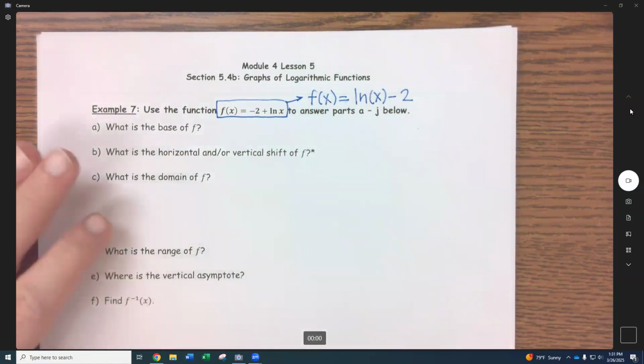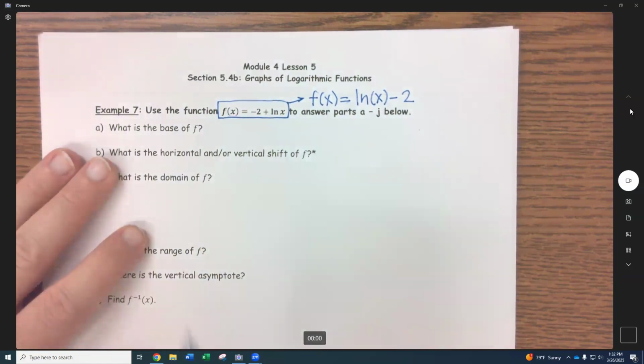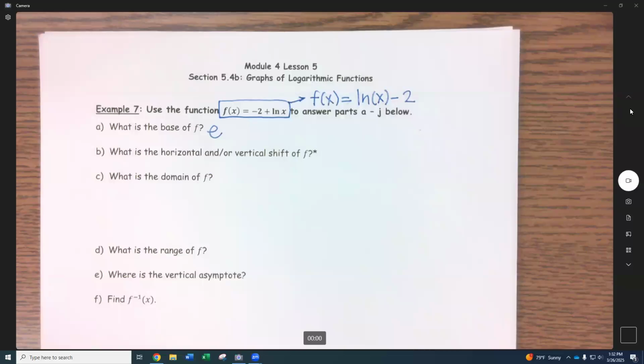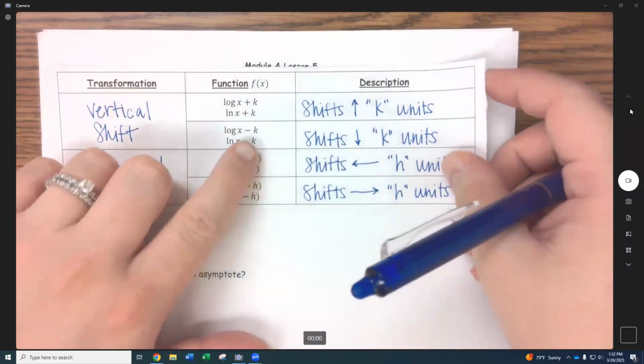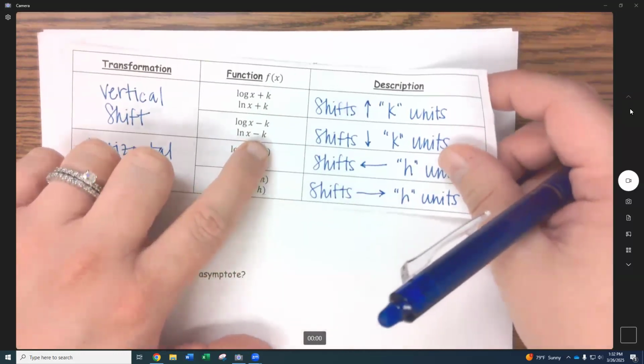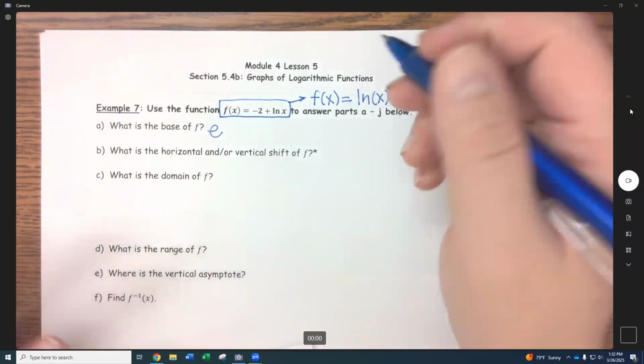So what is the base of my function? This is still a base of e, so the natural log. What is the horizontal and or vertical shift? When I have a natural log and then it subtracts a number, it's going to go down.